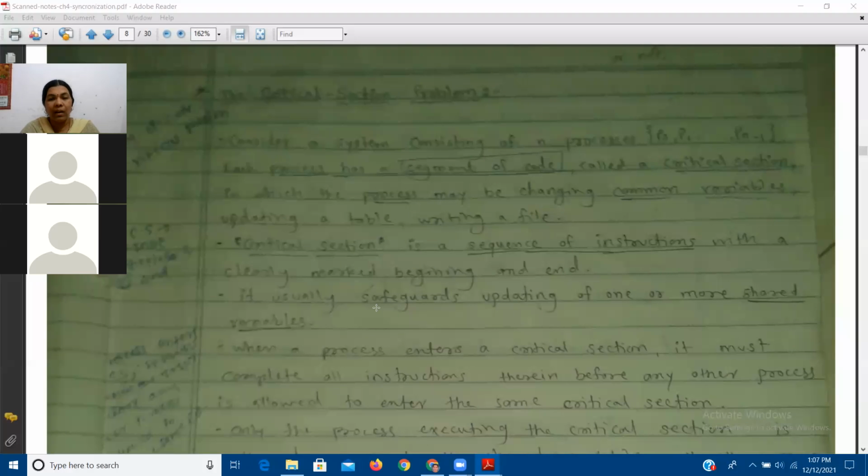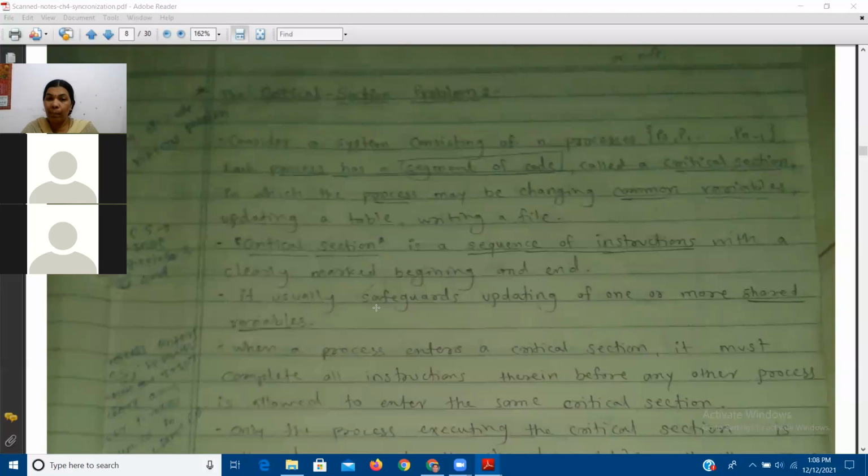And this is called the entry section. So before entering the critical section, a process has to execute the entry section. The critical section has safeguard sections which take care of it, because inside the critical section only common variables or common resources are modified or manipulated. So in the entry section, a request is made by the process to check the status of that resource, whether it is free or busy. If it is free, then it enters its critical section.